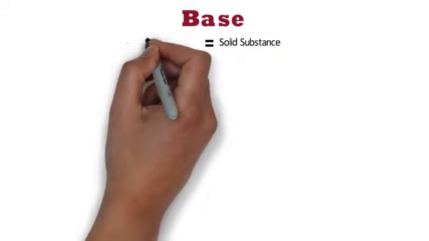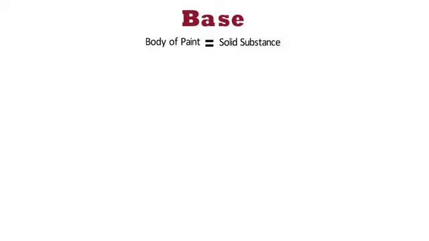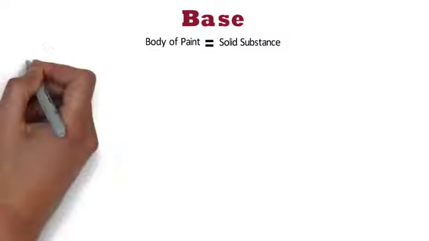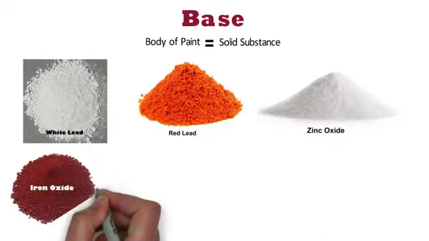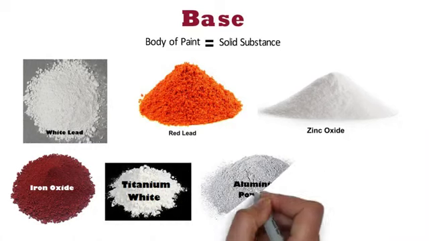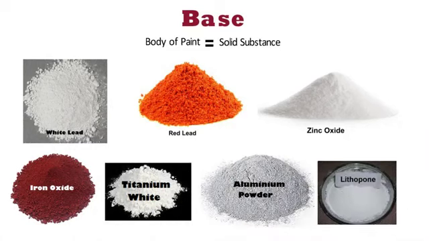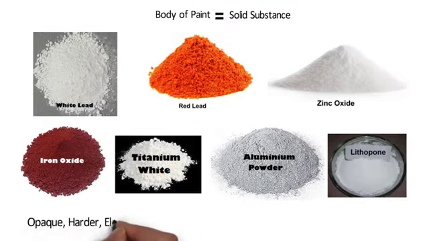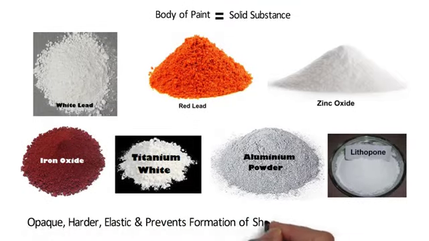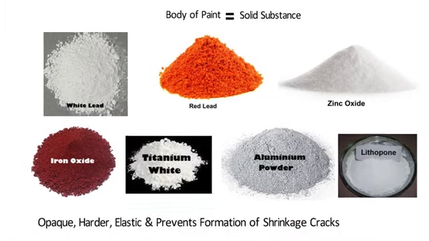Base. Base is a solid substance that forms the body of the paint. Base usually consists of very fine powder of suitable material such as white lead, red lead, zinc oxide, iron oxide, titanium white, aluminium powder, lithophone, etc. Base makes the film of the paint opaque, harder and elastic, and it prevents formation of shrinkage cracks.